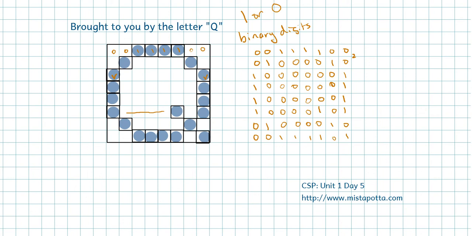And if I was clever, I could probably take an eraser and erase all of these zeros. My eraser's not very responsive today. But if I erase all these zeros, I can almost make out the shape of the Q just by looking at the bits that are included here.